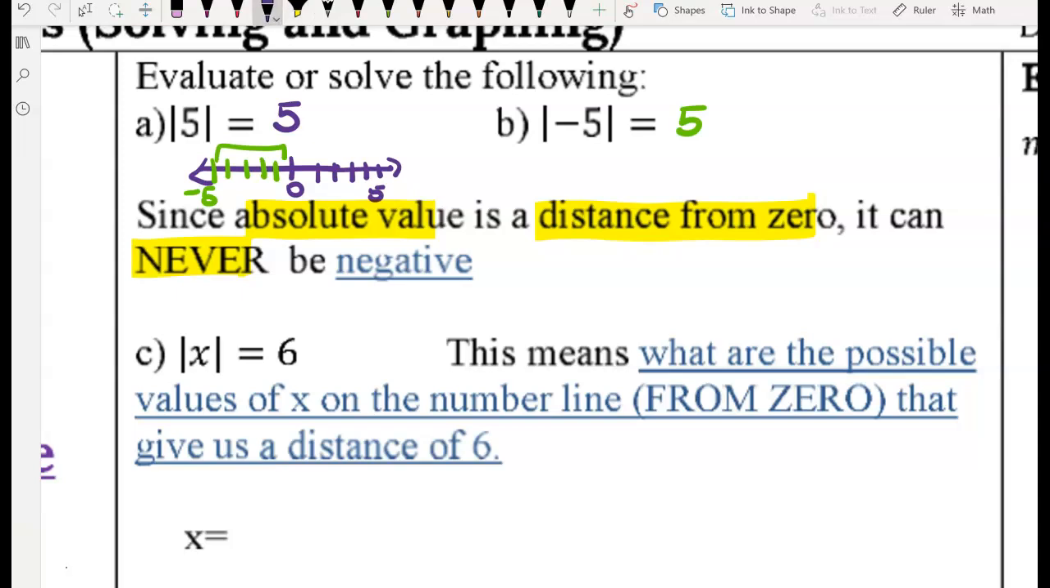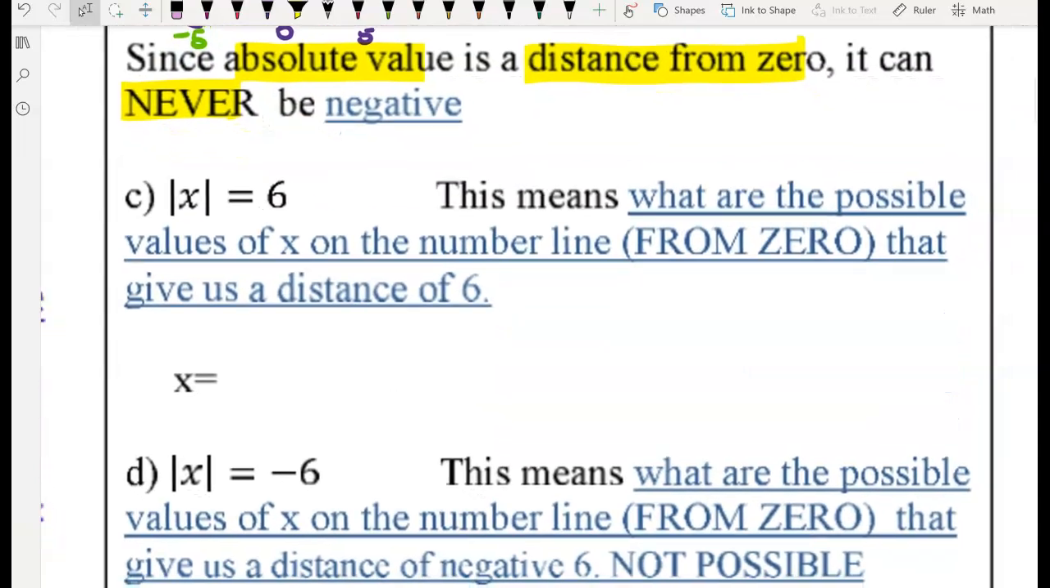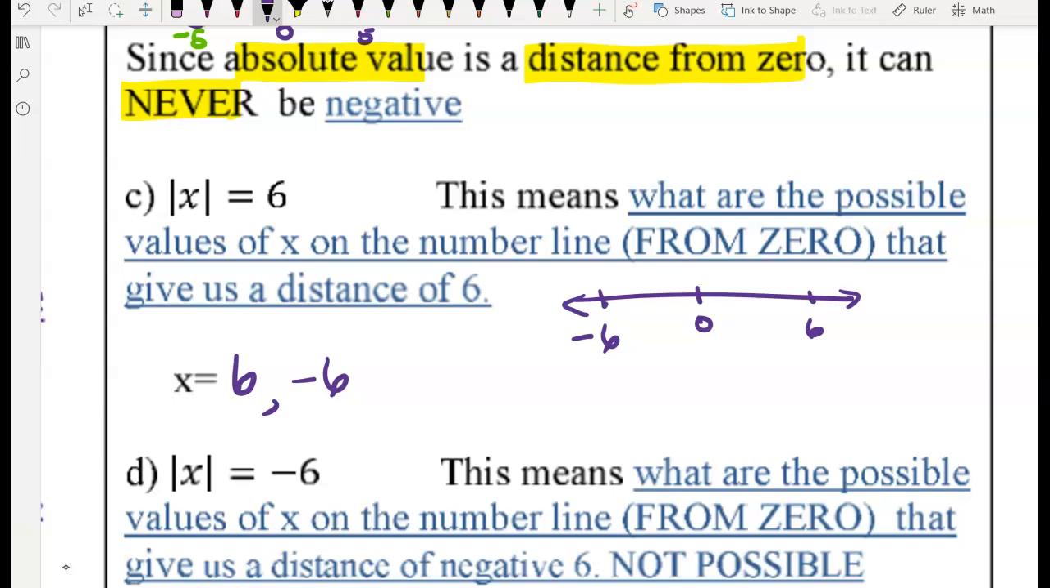C says absolute value of x is 6. This means what are the possible values of x on the number line? Always from 0, that gives us a distance of 6. So on the number line, here's 0, right? We know to give us a distance of 6, one of it has to be 6. So we know x has to be 6. But remember, a distance can also be 6 if we have an x of negative 6. So an absolute value equation usually has two answers.